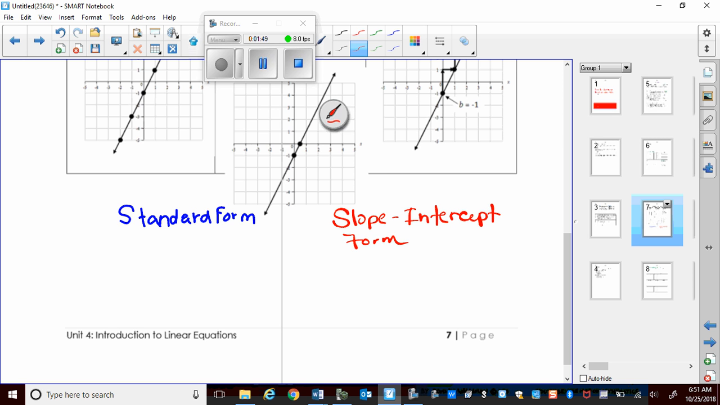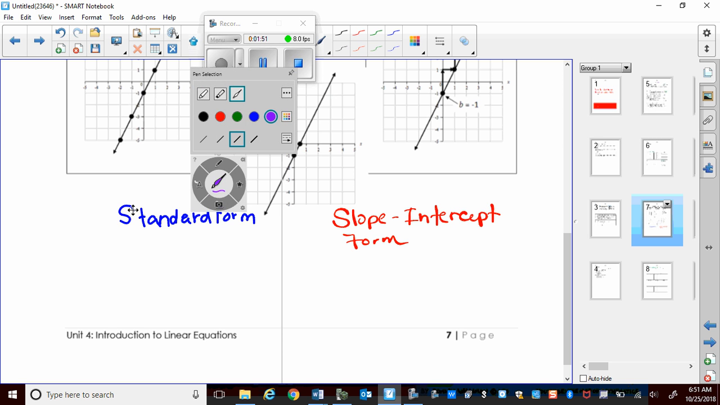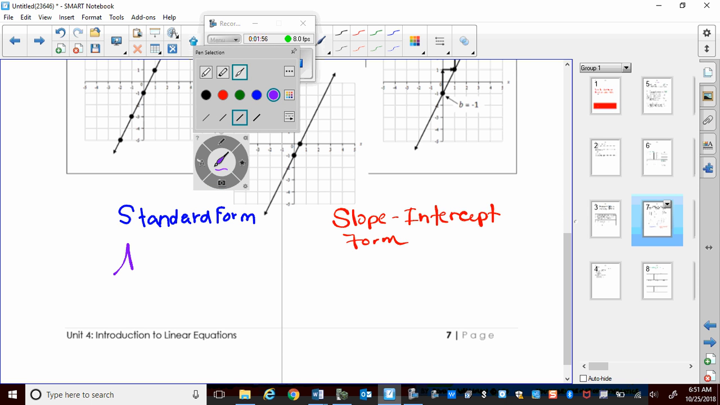So what's great about these two forms? Well, the standard form looks like this. You have some number a times x plus some number b times y, and that sum equals some constant c.